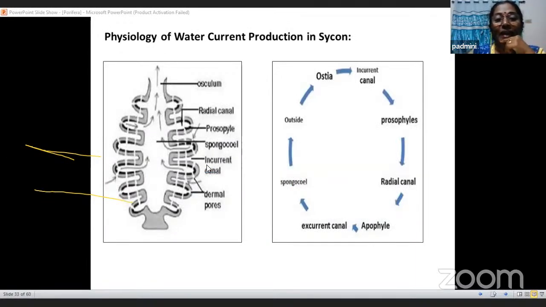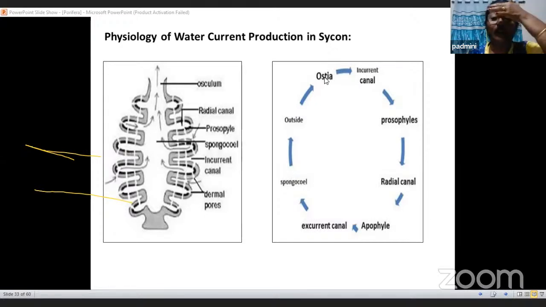So what is exactly happening over here? From the incurrent canal, the water enters the incurrent canal. From the incurrent canal, it goes into the prosopyles. From the prosopyle, they enter the radial canal. From the radial canal, they enter the apopyle. From the apopyle, they go into the excurrent canal. From the excurrent canal, they are going into the spongocoel. From the spongocoel, they are going outside through the osculum.